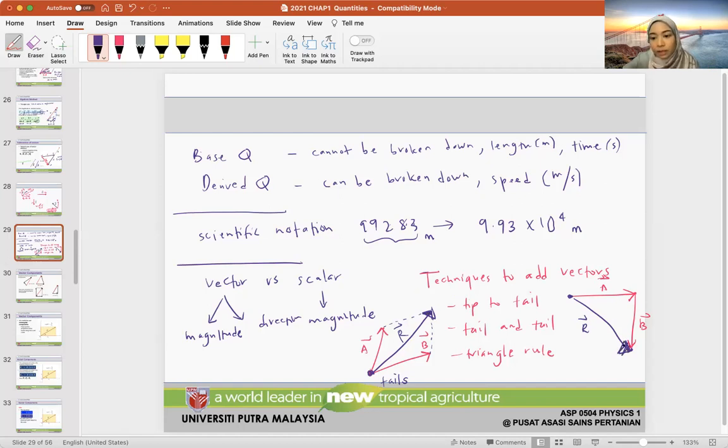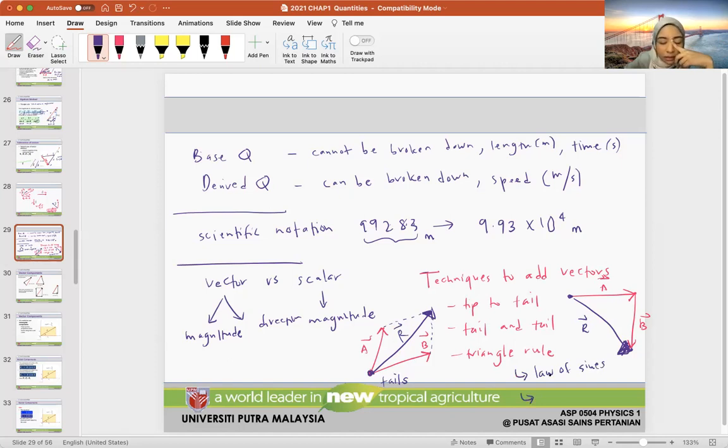You need to label it, or you need to know where it goes, okay? So just simply knowing the length is not enough. Okay, so a vector must have magnitude and also direction. Okay, and then we talked about vector addition, tip to tail, tail to tail, triangle rule. For the triangle rule, we have to use the law of sines. Okay, I believe you know this already.